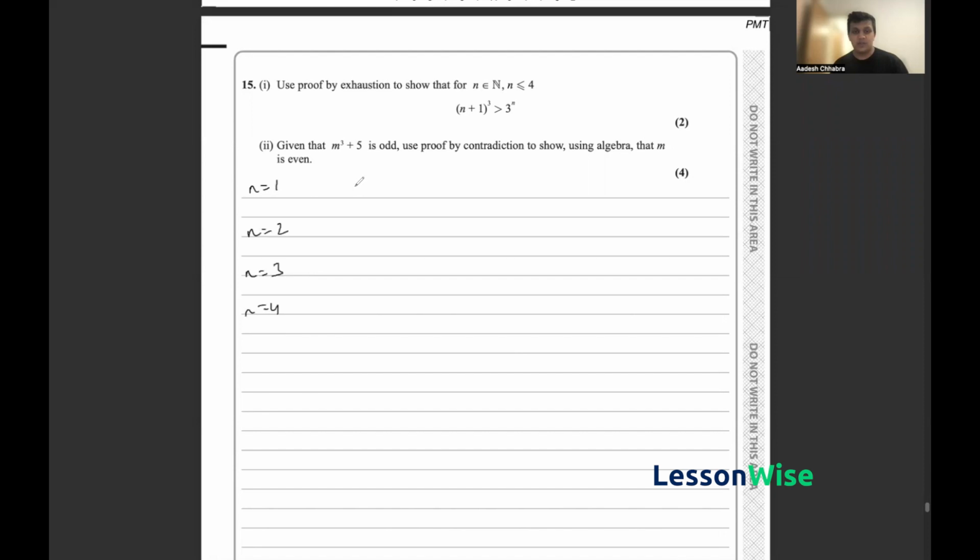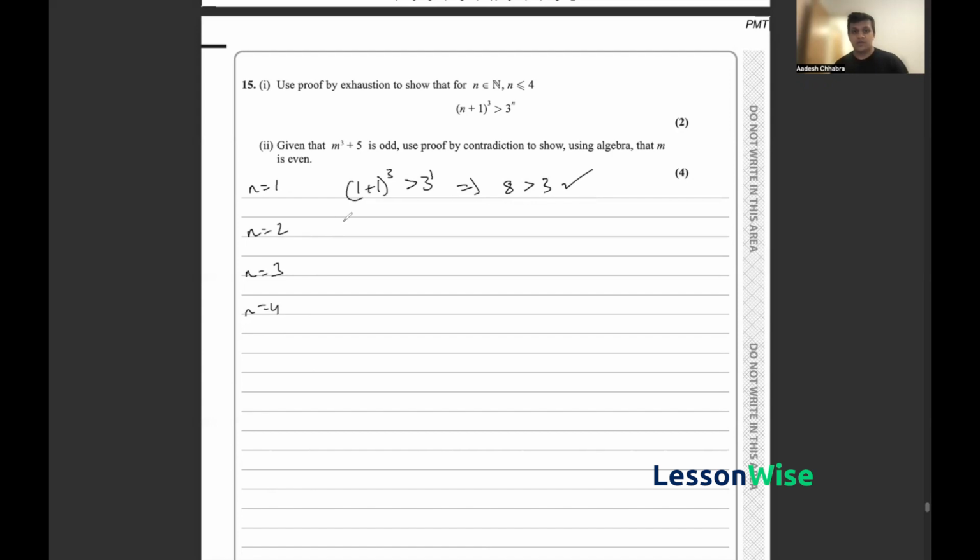So for n equals 1, we have to prove that (1 + 1)^3 is greater than 3^1. Well, is that true? Well, (1 + 1)^3 is 8. Is that greater than 3? Yes, it is. So that is correct.